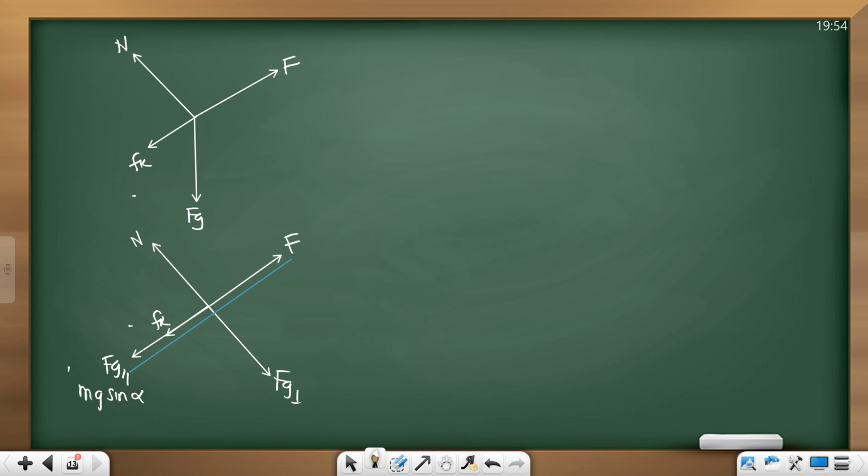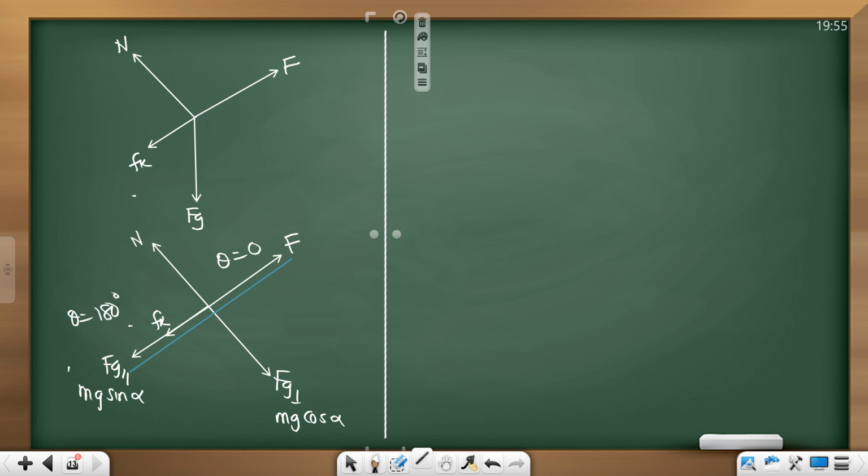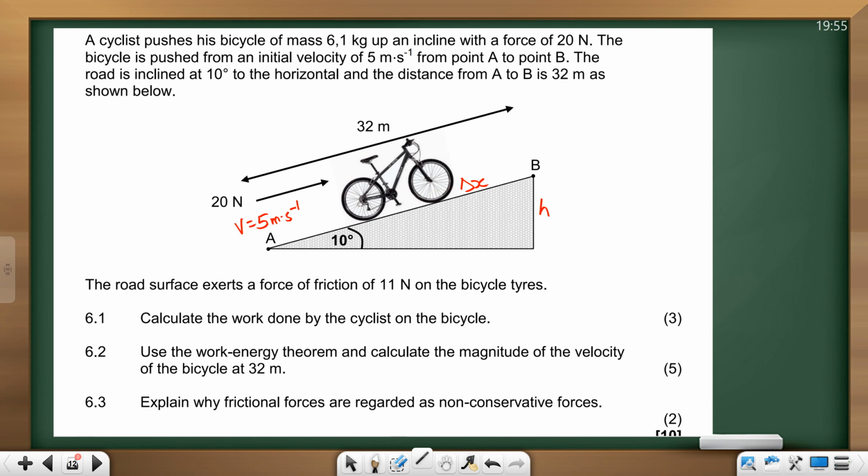mg sine alpha. Remember, this is not my working diagram, right? What is this? mg cos alpha. What is the angle of friction, the theta? Friction is always 180. So the angle theta here is 180. What is the theta here? 0. Guys, you are now fully done. It means you've understood work. We have 6 minutes and we are going to answer now. Did they ask us to do this? No. Will this facilitate your work? Yes. Let's go and answer the first question.